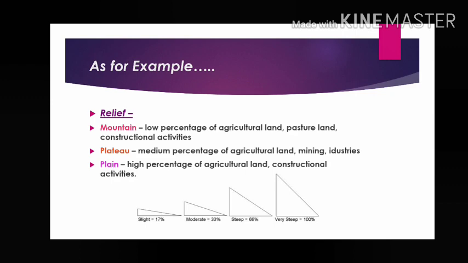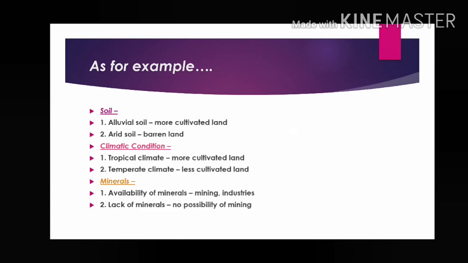Now come to the next. Now come to the soil. How soil can control the land utilization. If any land is covered by alluvial soil, I have already told alluvial soil is ideal for which thing? That is crop cultivation. So if alluvial soil is present, that means this land is mainly used for cultivation.